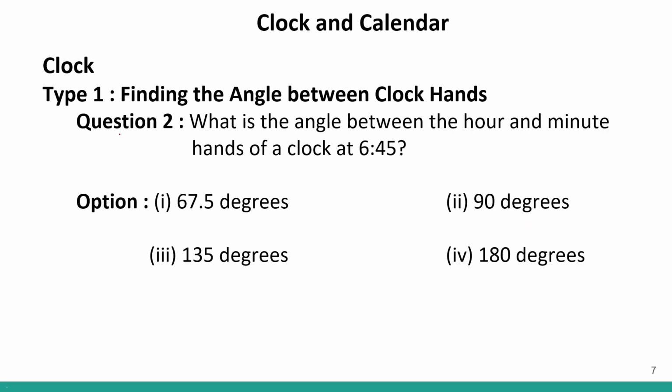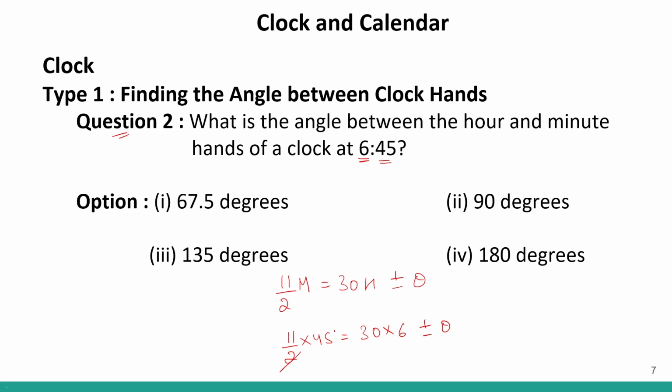Now let us look at question number 2. What is the angle between the hour and minute hands of a clock at 6:45? Again, AM and PM not being relevant. So 6:45, what is the formula? 11 by 2 m equals 30 into h plus minus theta. This is the formula, correct? So for the minute hand we have 45. So 11 by 2 into 45 equals 30 into h, which is 6, plus minus theta.